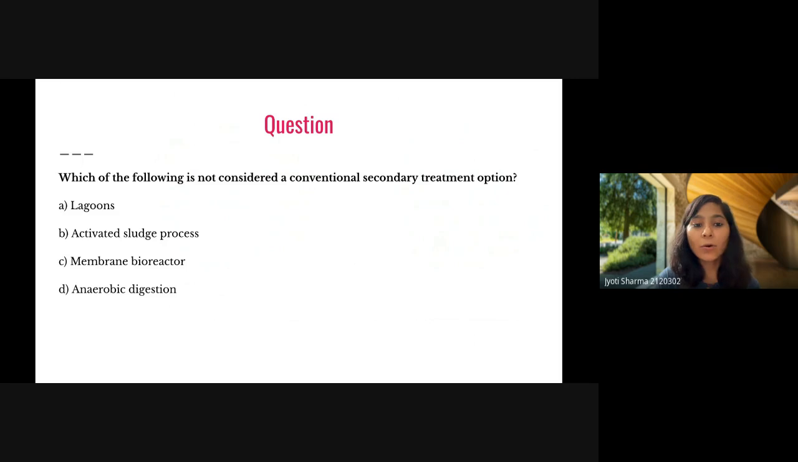Which of the following is not considered a conventional secondary treatment option? We have conventional and non-conventional. Conventional is what we have been using in ancient times as secondary treatment and is very much exploited. So this will come under conventional. But non-conventional means we are using some different technique for this secondary treatment. So you have to tell me which of the following is not considered conventional.